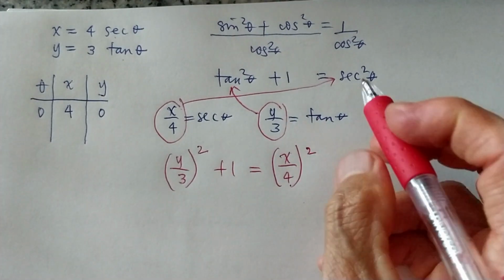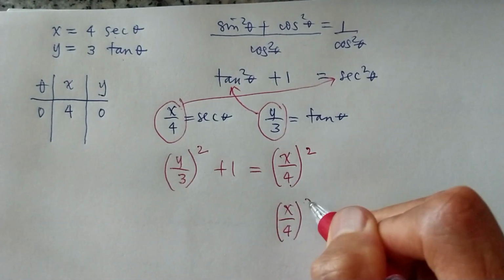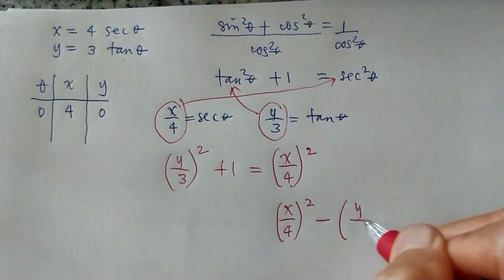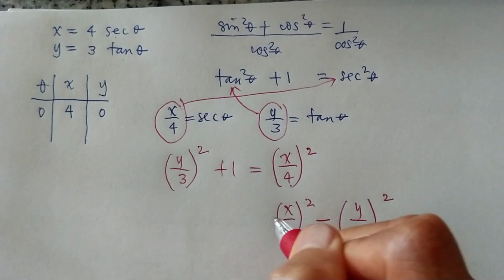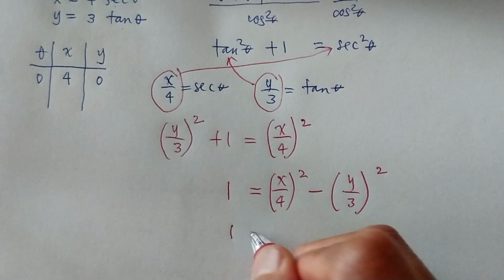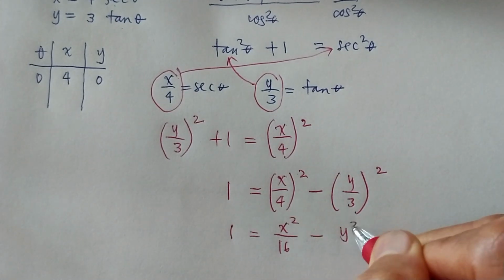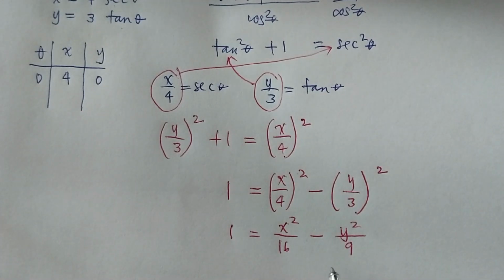Rewriting this in standard form, we get x over 4 squared minus y over 3 squared is equal to 1. We know that this is a hyperbola. Okay, let's graph it now.